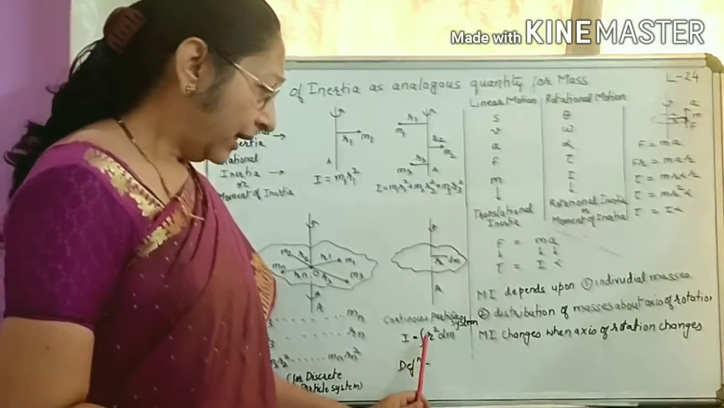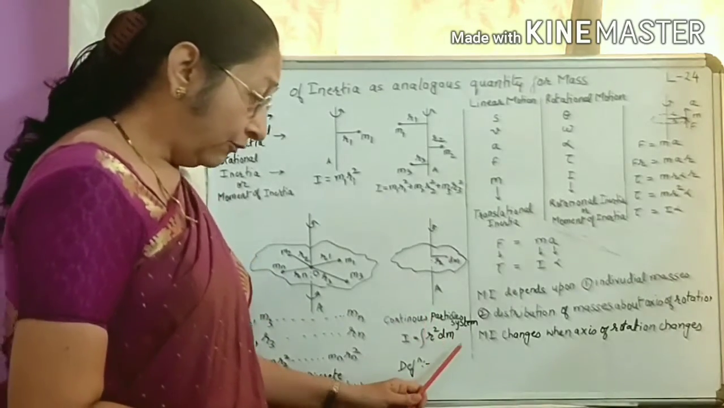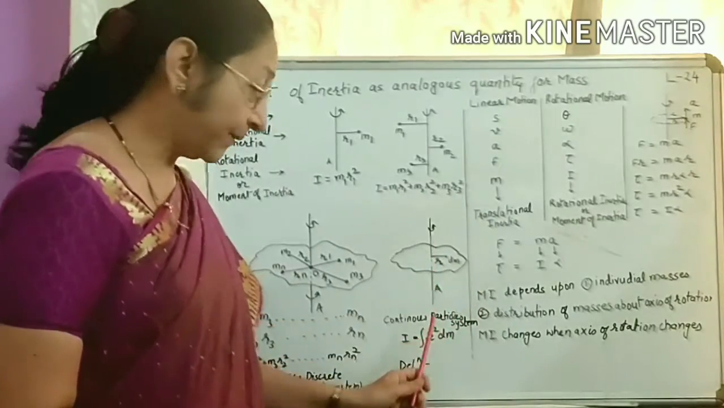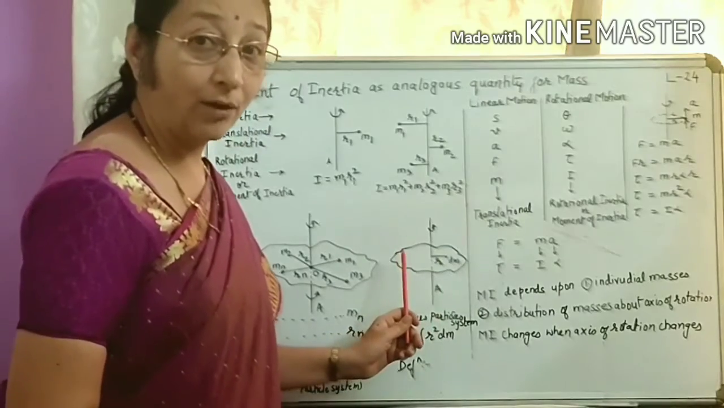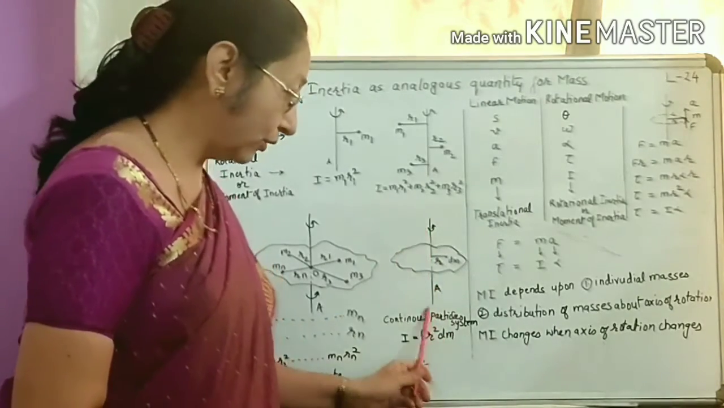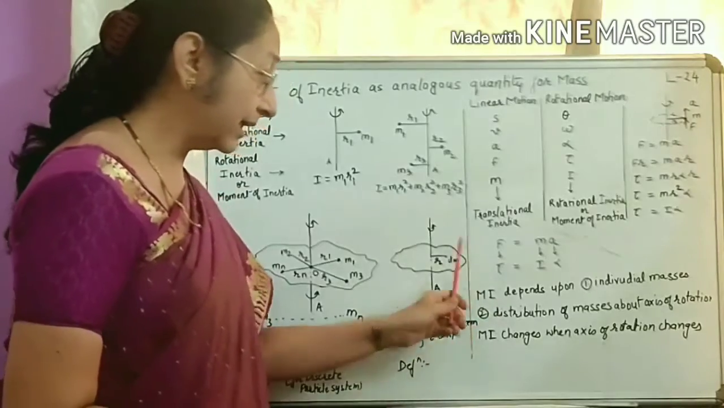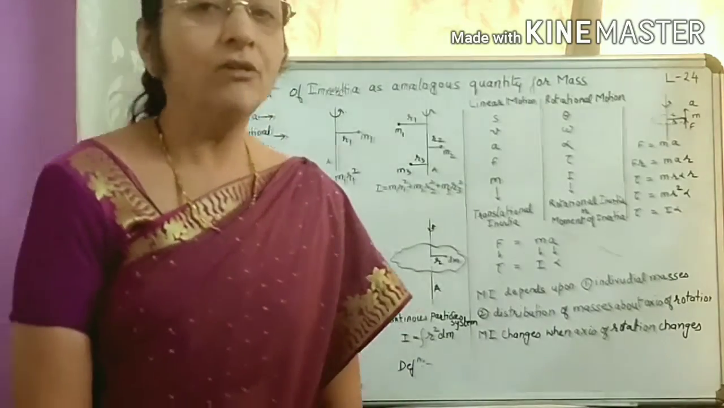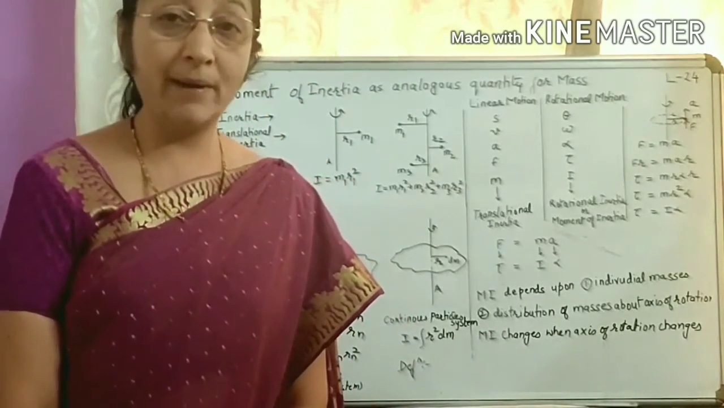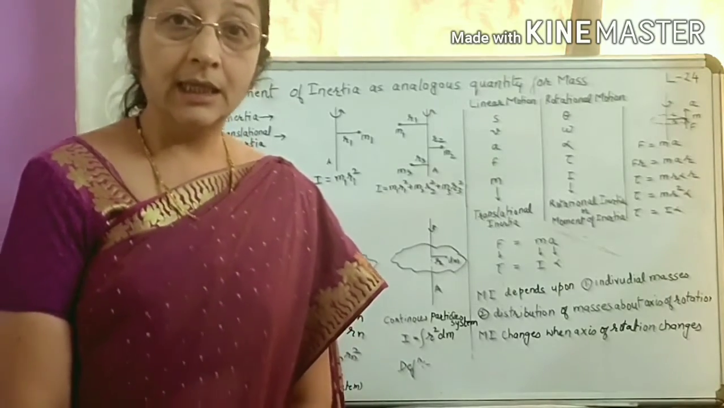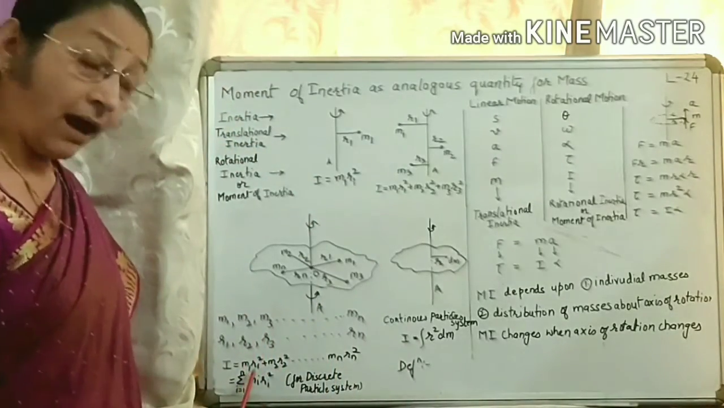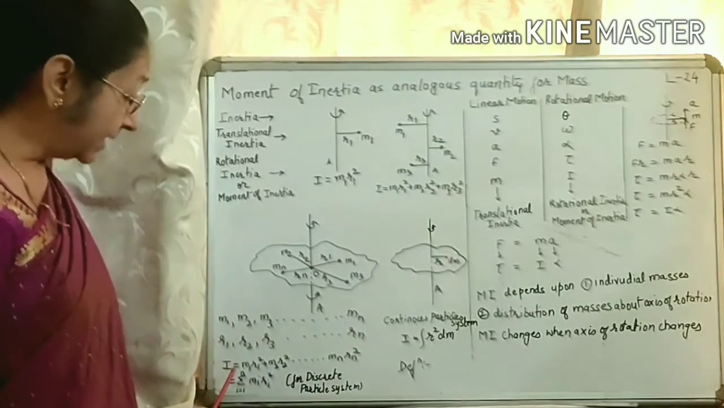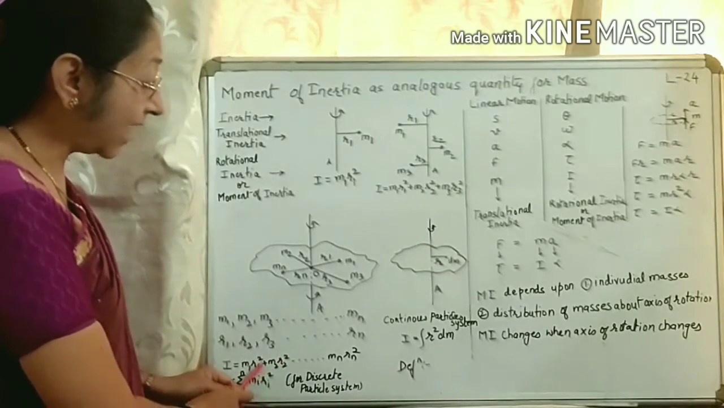So we are integrating over every particle in the continuous particle system, the mass times the square of the distance from the axis of rotation. Integrating all such particles in the system, we get the moment of inertia. So in this way, now we define the moment of inertia. What is the moment of inertia? It is the addition. I define the moment of inertia with the help of this formula. I say the moment of inertia is the sum of the products.